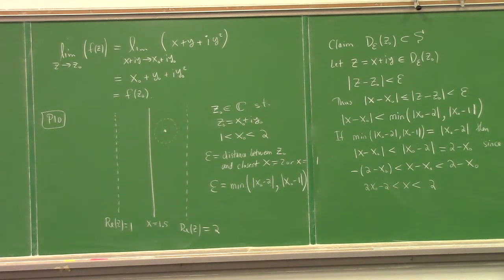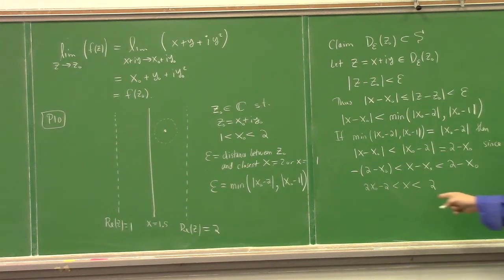We have x naught less than x. Add a 2, give you 0. So here is where the fact that it was the minimum equal to this comes in, so we know that x naught minus 1 has to be greater than 2 minus x naught, right? Which tells us that 2x naught has to be greater than 3, apparently.